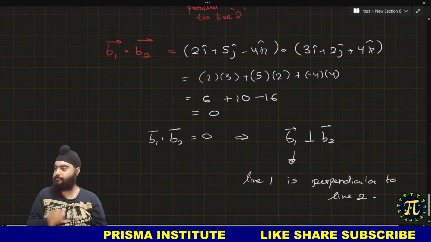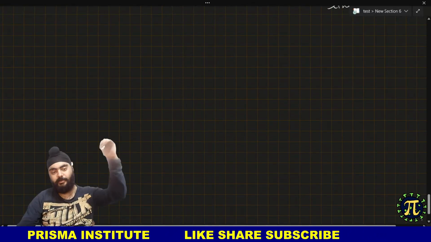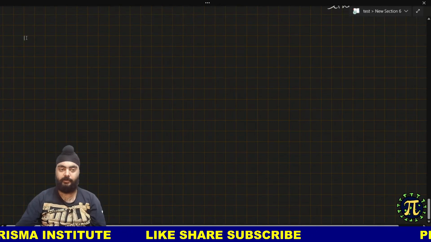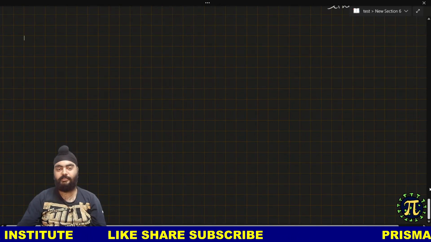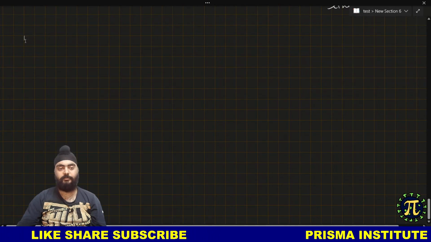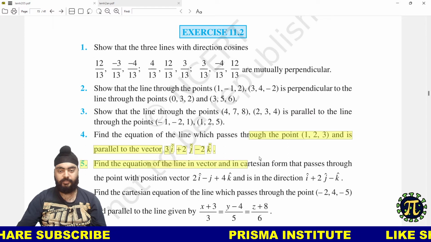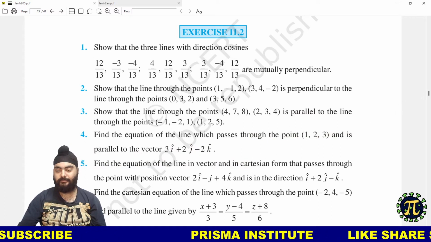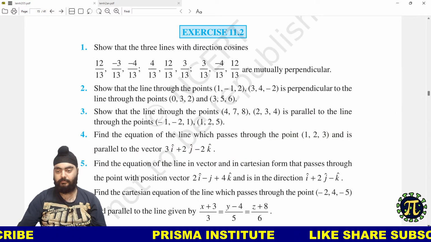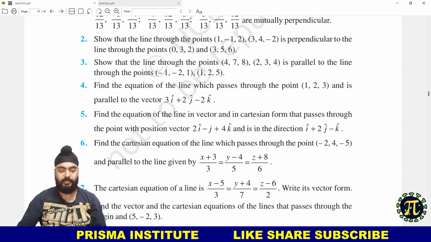Okay, so hence proved. The line passing through these 2 points and that 2 points are perpendicular. In this we didn't find the equation of the line, I just found the vector parallel to line 1 and the vector parallel to line 2, and I took the dot product between them. That's as simple as that. So this is a question of dot product, it's not that much difficult. So let's see question number 3.